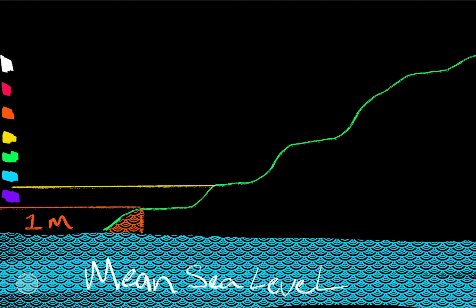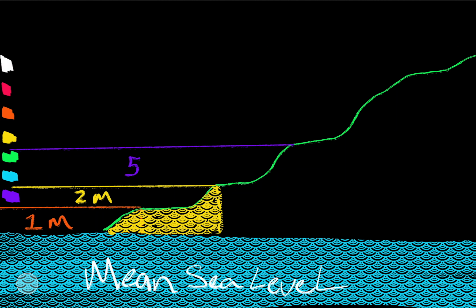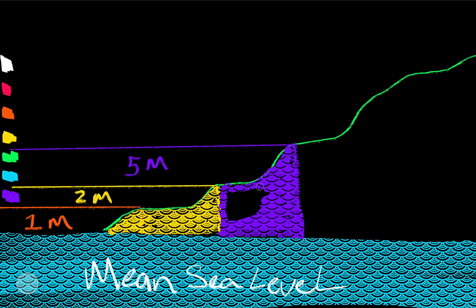You would do the same thing for a 2 meter sea level rise. Subtract the mean sea level elevation from a 2 meter elevation, and then you get a region representing a 2 meter area of inundation. The same goes for a 5 meter sea level rise. This is where things will start to get dramatic. All of this area would be underwater.